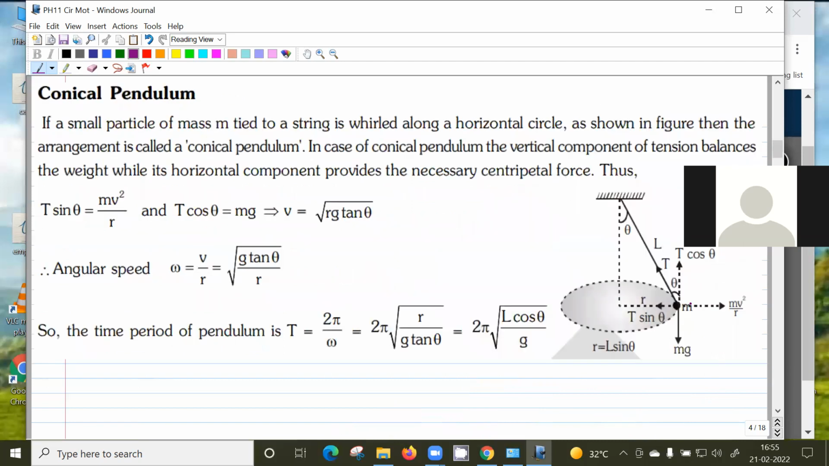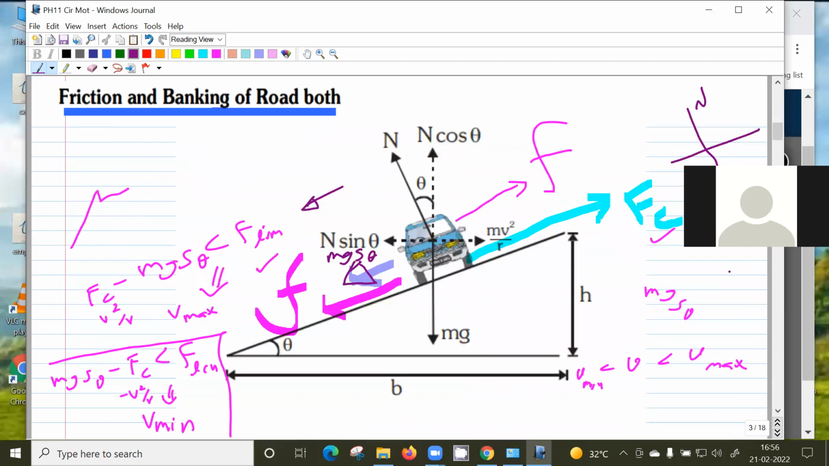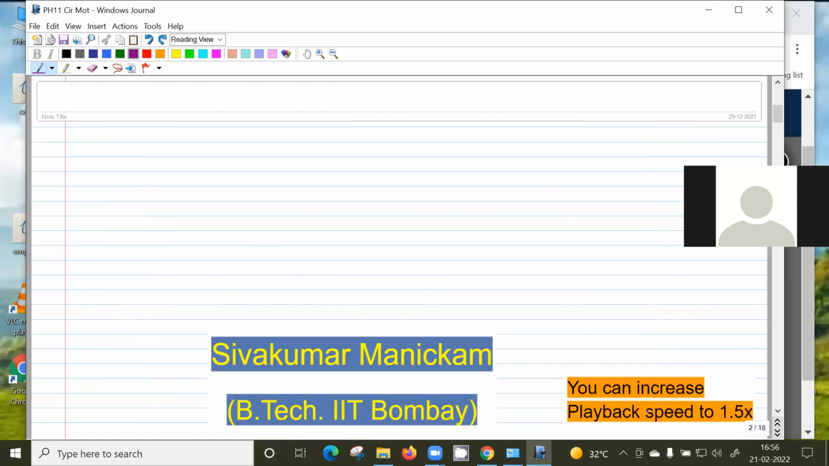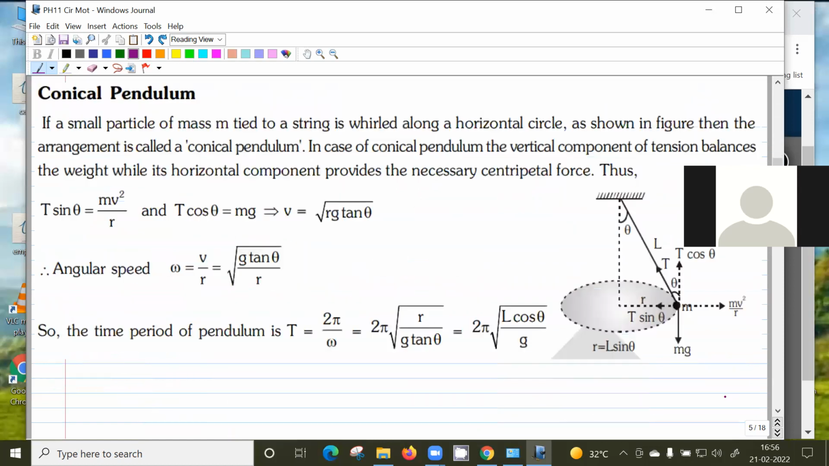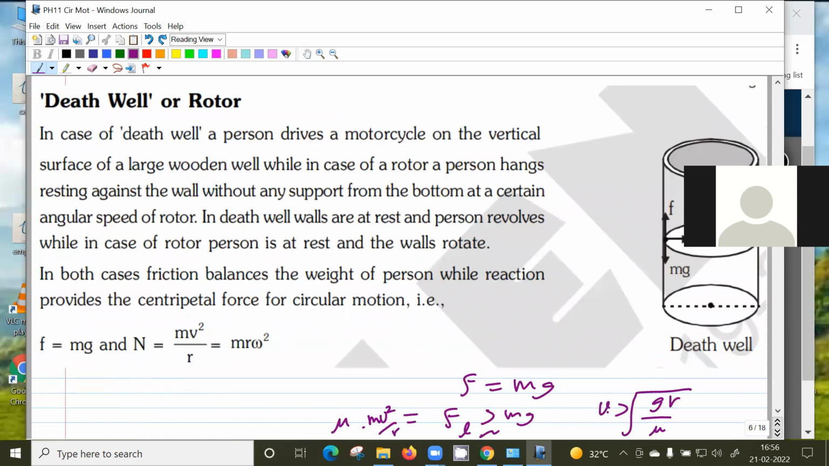But here it was not like that. There was a range of velocity: velocity should be greater than v minimum and also less than v maximum. If the velocity is too high, it will move away. If the velocity is too low, it will slip down. So there the velocity should be between a particular range. But here, there is no limit on the maximum velocity. Only there is a limit on the minimum velocity. The minimum velocity is square root of g r by mu, but maximum velocity can be anything.